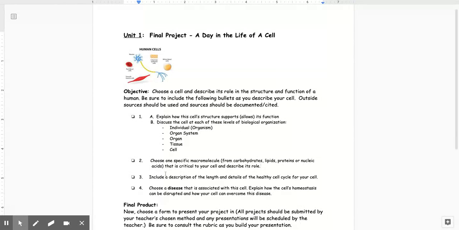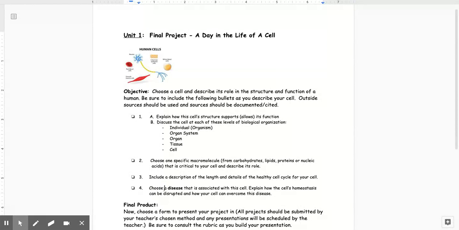In part 3, you want to include a description of the cell cycle, what that looks like if the cell is healthy. We know that some cells go through the cell cycle more often than other cells. So you want to explain the steps of the cell cycle, and in that explain how often your cell type goes through the cell cycle.